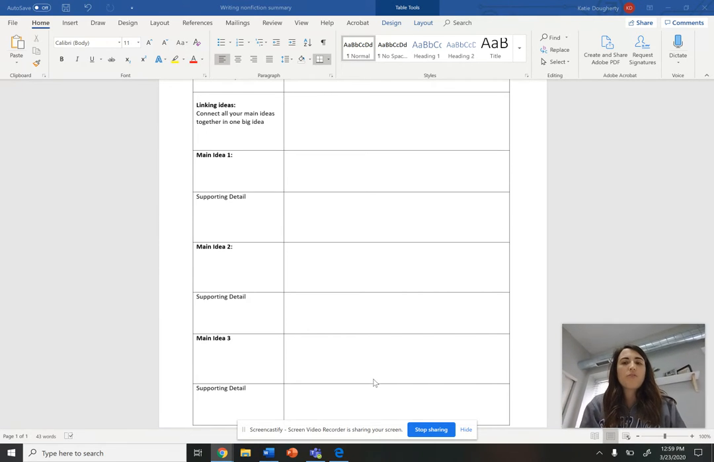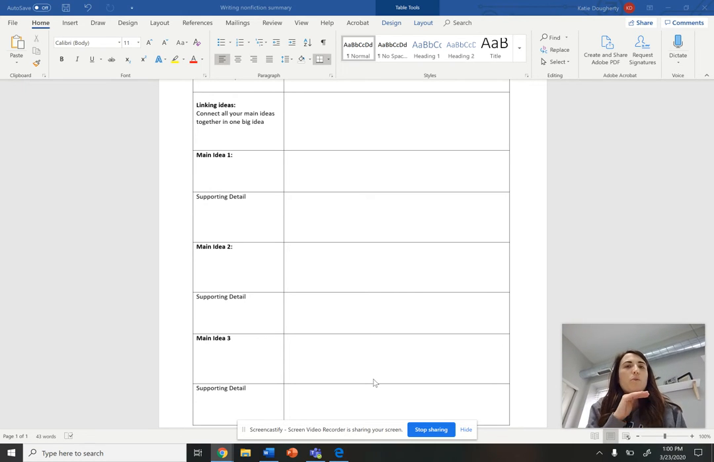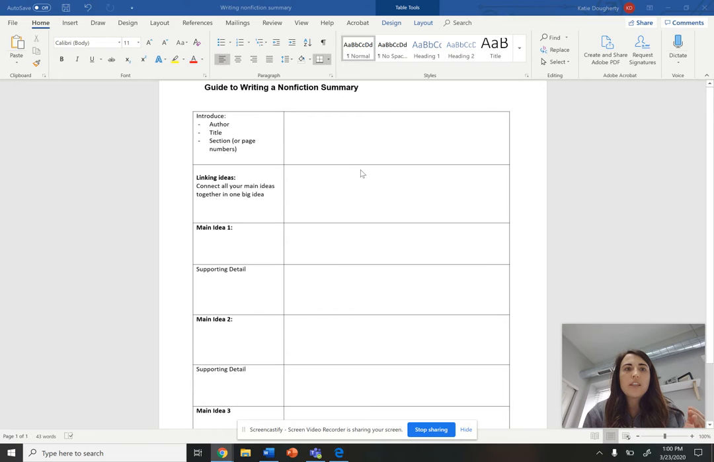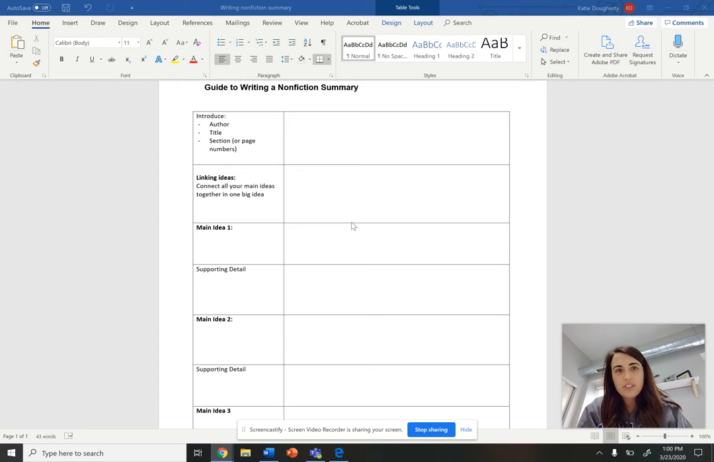But today I'm going to model for you how we do that with just one of the sections, and then you're going to do that for the activity today and for homework for the other section. The good thing about summarizing is you've already been doing this work. We are going to use this guide to nonfiction summary right here. It's called Writing Nonfiction Summary in your files today.